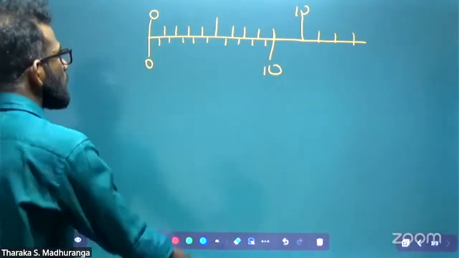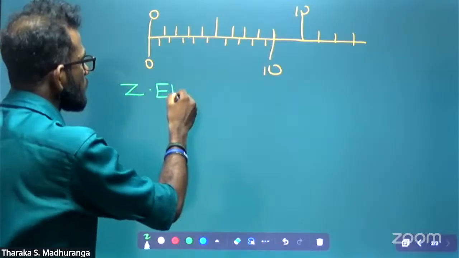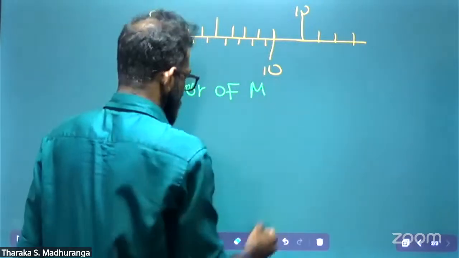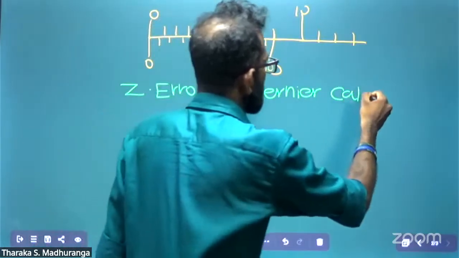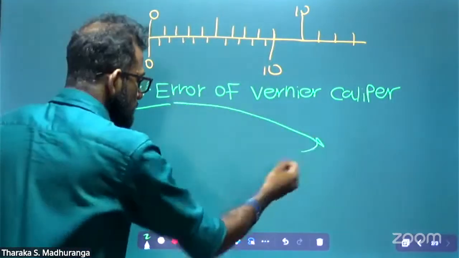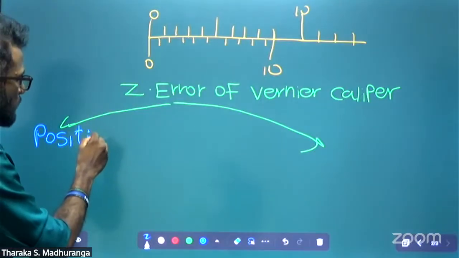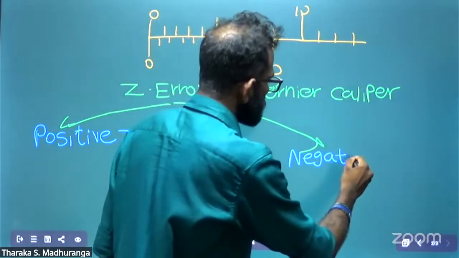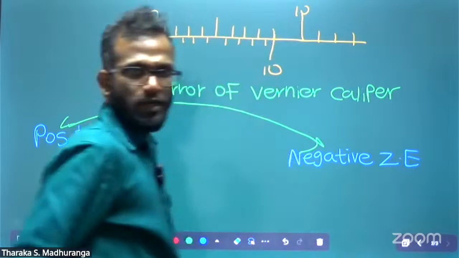Okay, then I told you the 0 error of the vernier caliper. That's not the micrometer screw gauge. The zero error of the vernier caliper, we can divide into two types: the positive zero error and the negative zero error. That's in the vernier caliper.